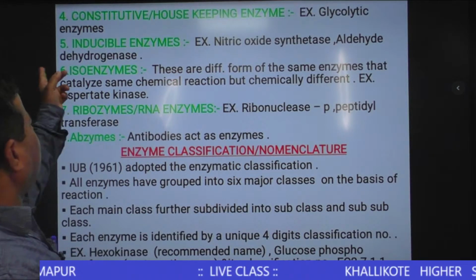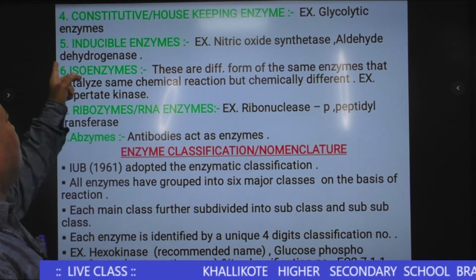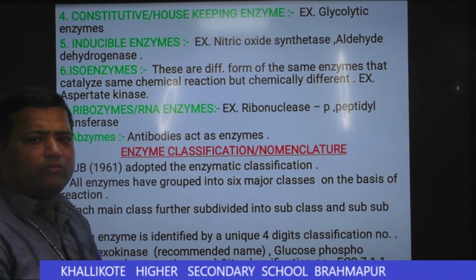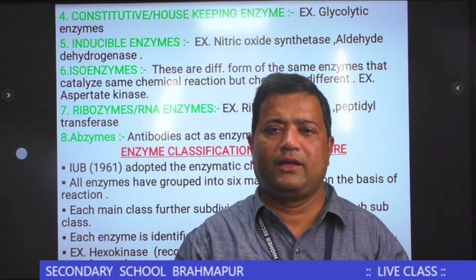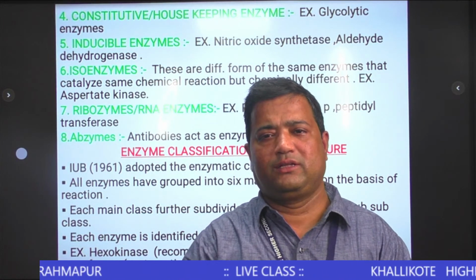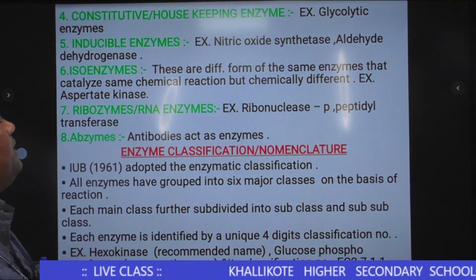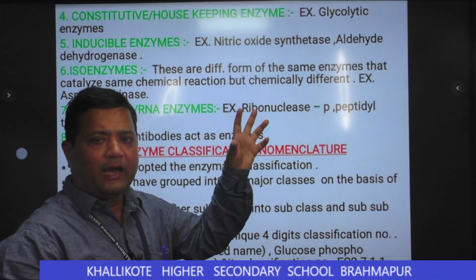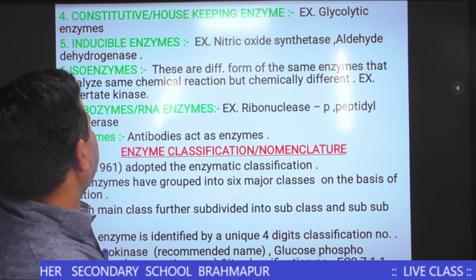Next, the fourth type is constitutive enzyme or housekeeping enzyme. Those enzymes which are always synthesized in the cell, their requirement is always there for the cell. These enzymes are called housekeeping enzymes or constitutive enzymes, like glycolytic enzymes. Glycolytic enzymes are always required for the cell, so they are housekeeping or constitutive enzymes.